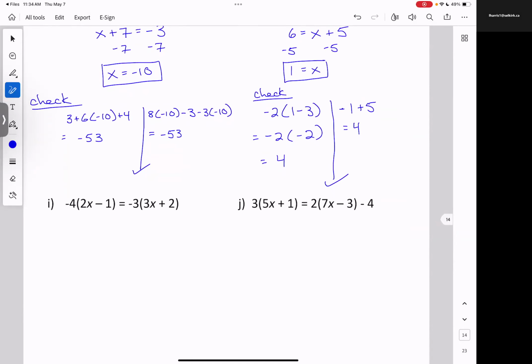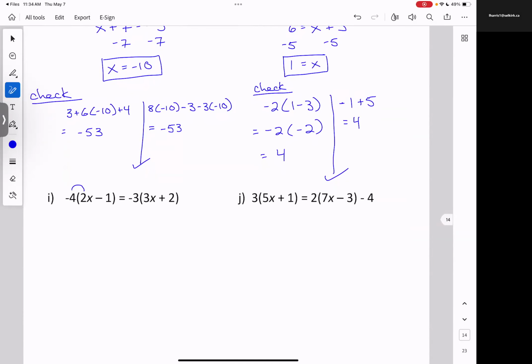All right, last two. Step one, we're going to distribute. Here we have two things to distribute. That gives us negative 8x plus 4. And on the right, we have negative 9x minus 6. And then I'm going to add 9x to both sides, leaving me with x plus 4 equals negative 6. And then if I subtract 4 from both sides, I've solved it as x equals negative 10.